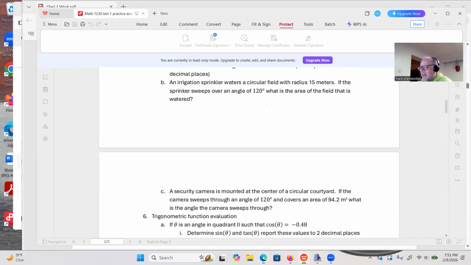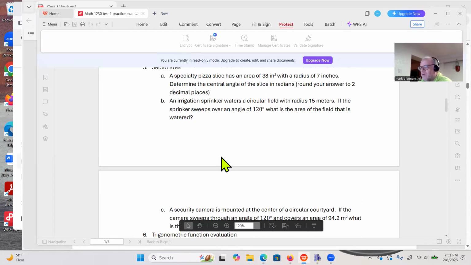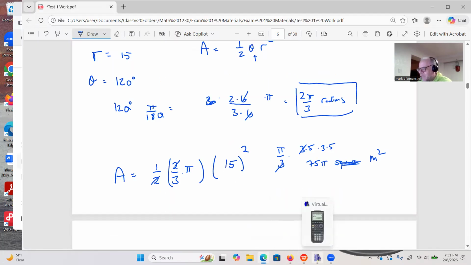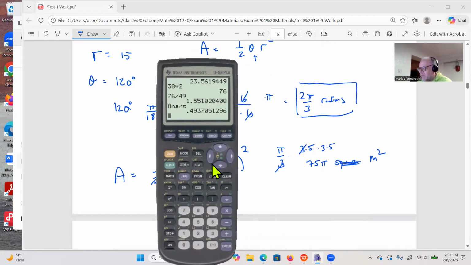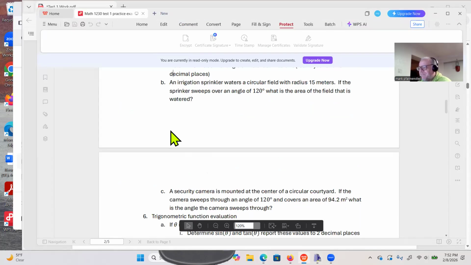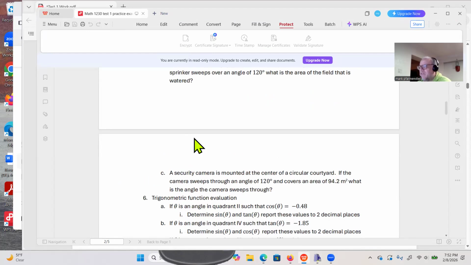Again, I think they asked for 2 decimal places for all the problems here. So we'll go ahead and do that. It would say on your exam. So we're going to say that we want 75 times pi. Okay. And then we'll say that's 235.6 meters squared, and that would be our answer for that. All right? And that's how you do a problem like that.